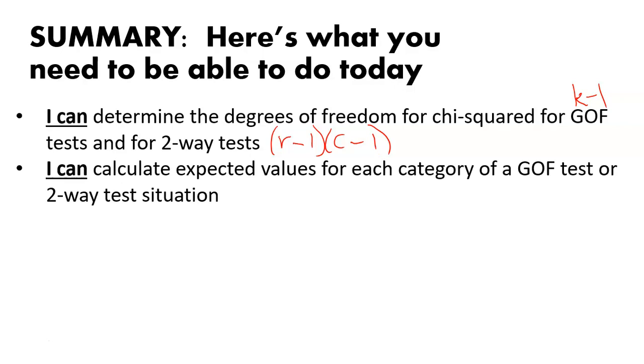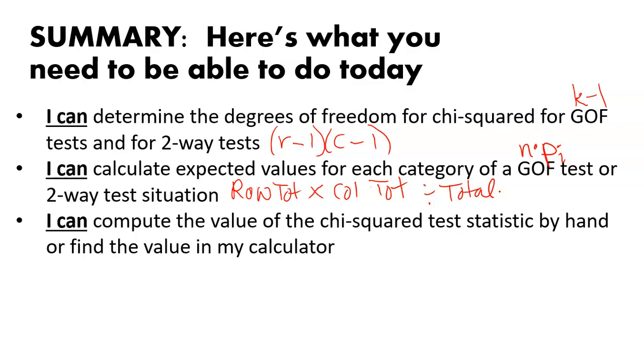You need to be able to calculate the expected value for each category of a goodness of fit test or in a two-way test situation. So remember, with goodness of fit, you're just taking n times each of those sample or those hypothesized proportions. For a two-way test, you're taking your row total times your column total and dividing by your grand total to find those expected counts. You need to be able to compute the value of chi-squared by hand using the formula or be able to find it in your calculator.